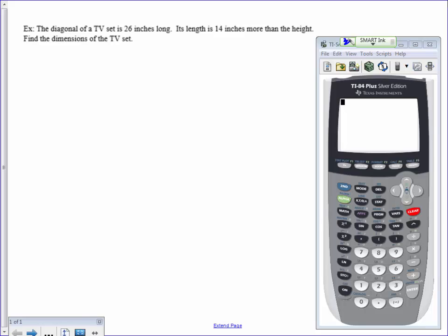The first thing I would do here is draw a picture. So we'd have, let's assume, some sort of rectangular TV set. It told us that the length of the diagonal was 26 inches, so I'll go ahead and label that. Now, it tells us something about the length. It says that the length is 14 inches more than the height.